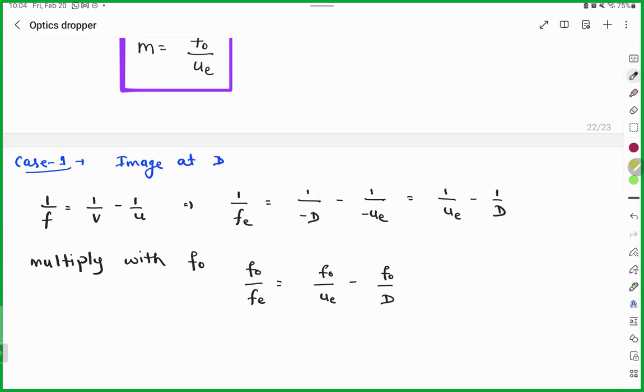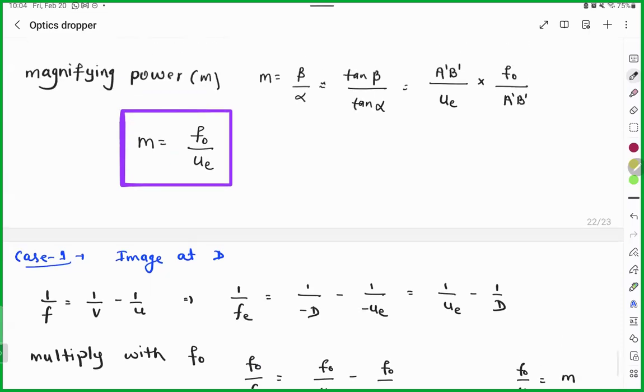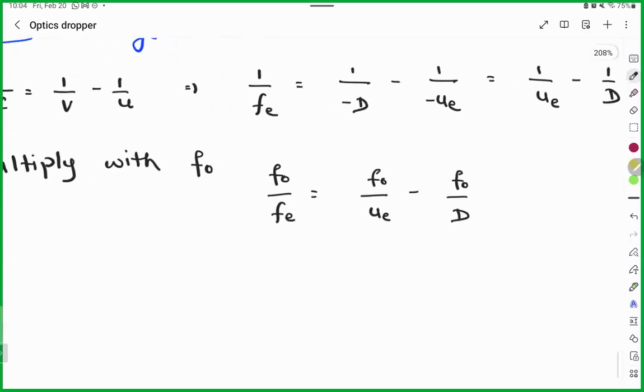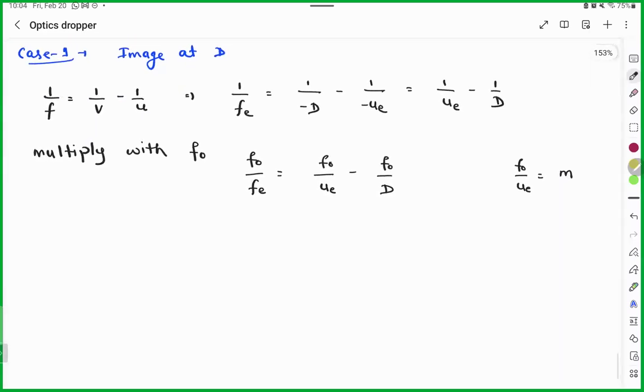Correct? So what is your f naught by UE? Magnification. See, f naught by UE is your magnification. So this f naught by UE is your magnification.